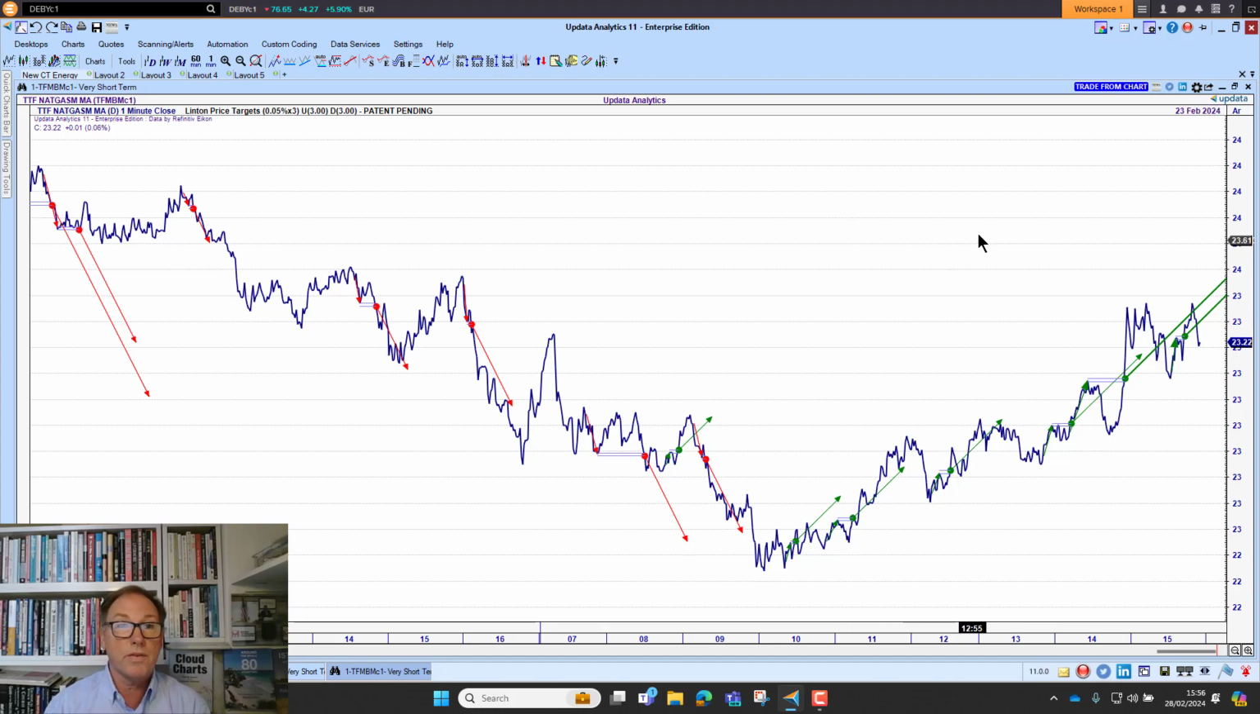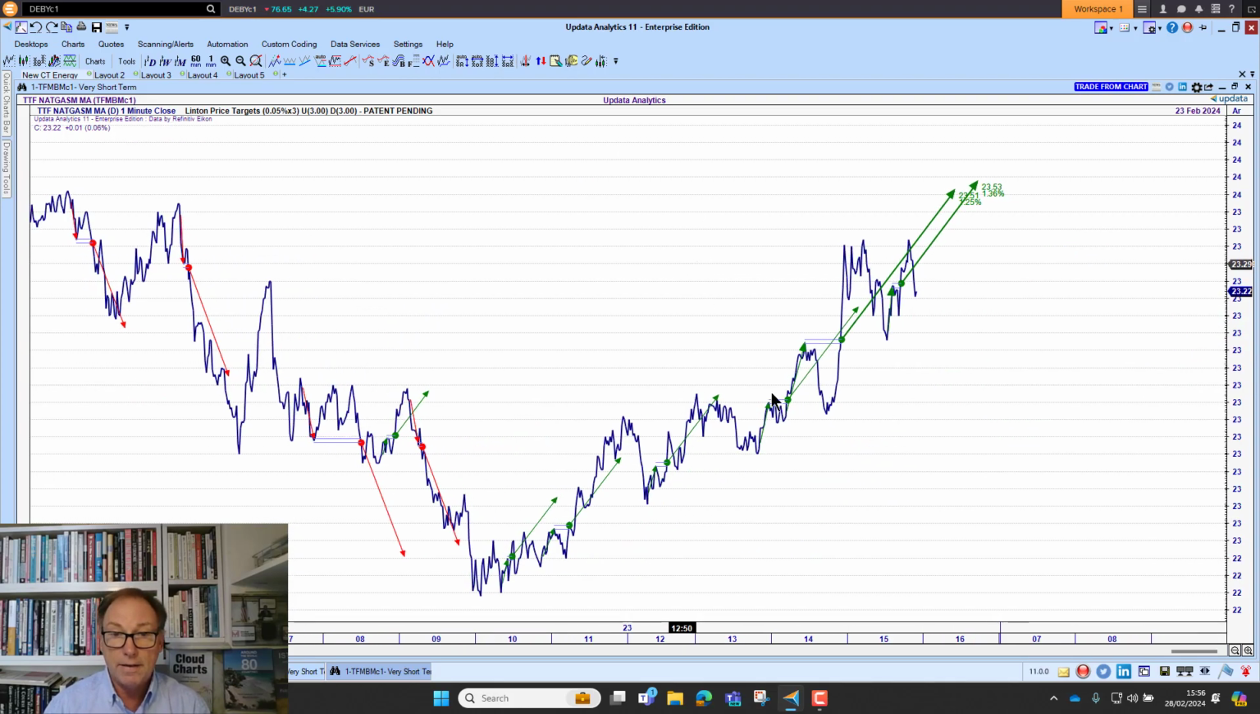So this is what the chart looked like on Friday. On the 23rd, we finished the day. Well, we were actually at around 4 o'clock. We had these upside targets, and all I have to do is just step through the data. And so we're now on the 1-minute.